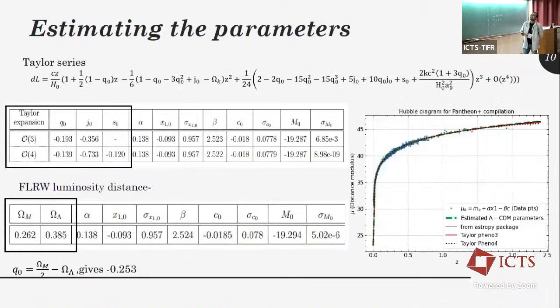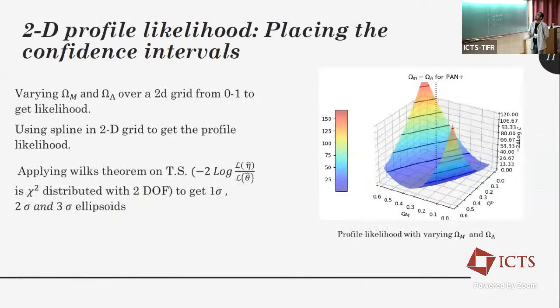So I estimated the parameters, and I got values for omega m and omega lambda. I didn't use flat lambda CDM for this, but I got this value, and the Hubble diagram I have plotted here. I also did this for the Taylor expanded luminosity distance of order 3 and order 4, and got the parameters. The estimated parameters don't have any meaning without placing the confidence interval on them.